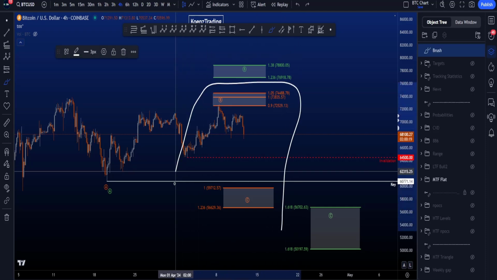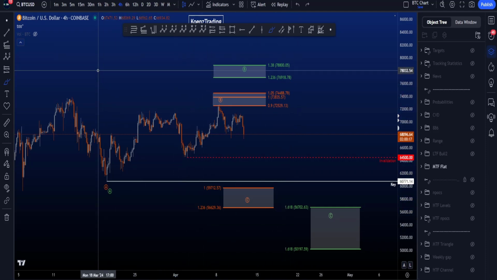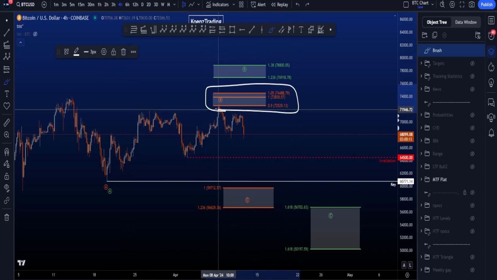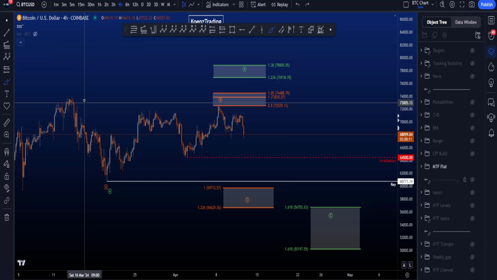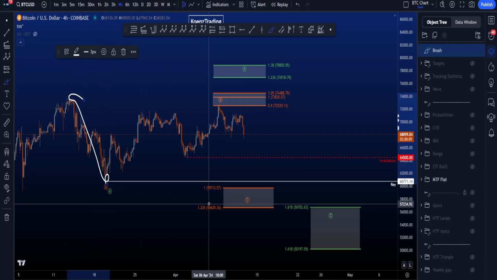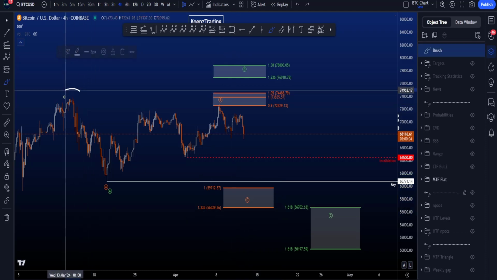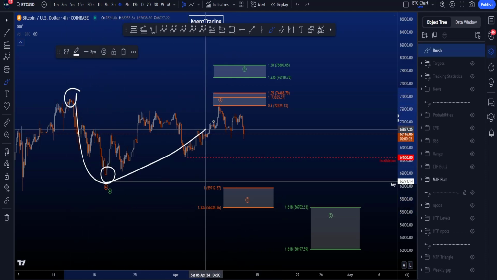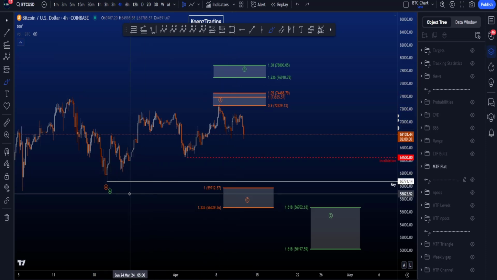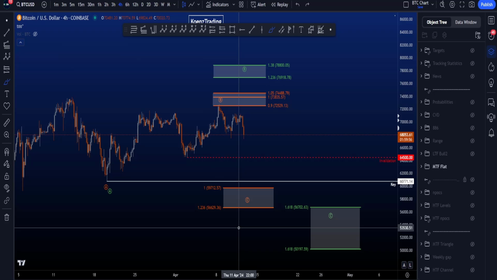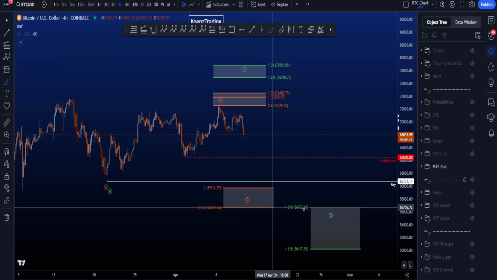The orange count is a regular flat, and a regular flat is an uncommon flat structure where the target area for your wave B is between the 0.9 and the 1.05 Fibonacci, taken from the high to the low of A, and the target area for your wave C is between the 1 and the 1.236 trend-based fib extension, taken from these pivots, which is also below wave A and gives you a target between 59.7k and 56.6k.